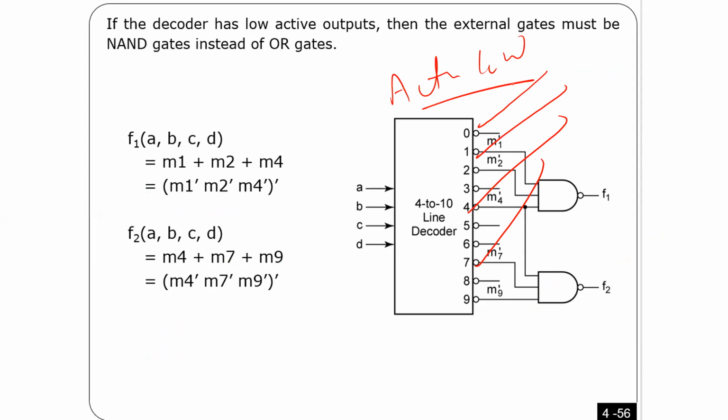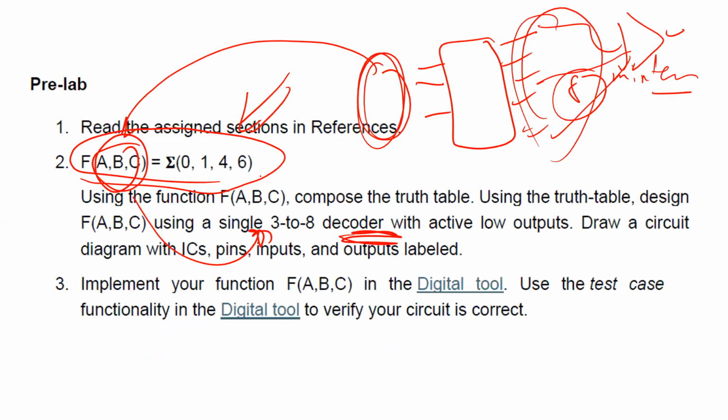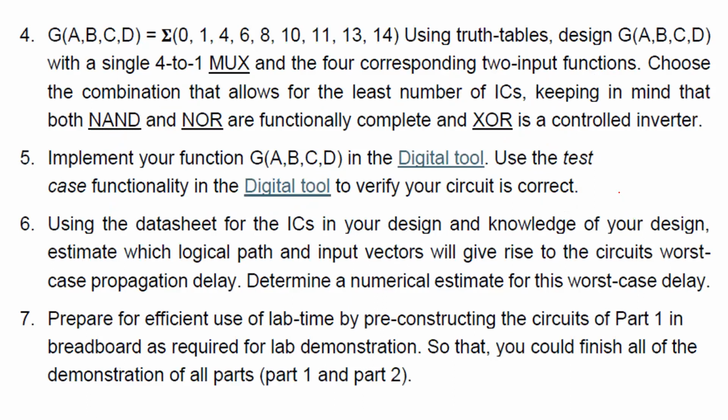So all you have to do, as I explained here, is see what minterms you have. In our case, these are the minterms we have: M0, M1, M2, M4, and M6. And then you have to use a NAND gate, as I used here. Okay, that's it.